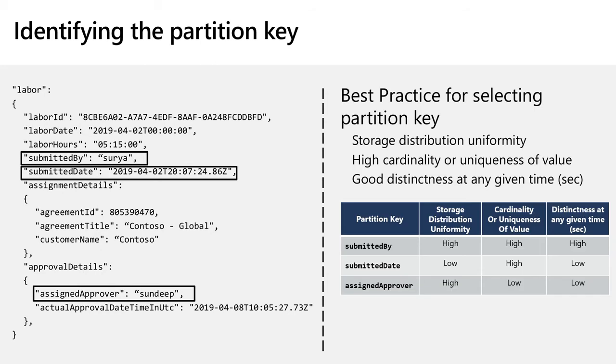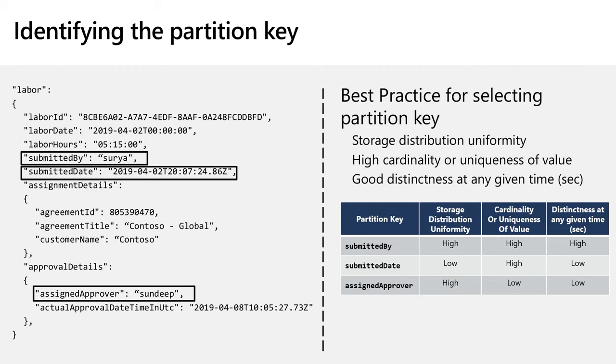And let's look at some of the candidates in that list which are eligible for partition key. So we looked at submitted by, submitted date, and assigned approver as the three partition key candidates. And we ran them through these three best practices that I just mentioned. So if you look at submitted by, storage distribution uniformity is very high, okay? Because if you're partitioning by username, all the data that user enters is in that partition, and likewise for other users. Cardinality is very high, it's unique, that does not change. Number three, distinctiveness at any given point of time is high.